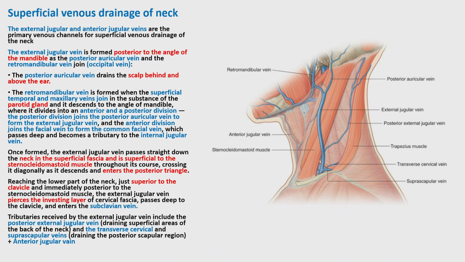Again, the drainage is different. Some literature say subclavian, some literature internal jugular vein, some literature the junction of both of them. So this is the course of the external. The tributaries: the posterior external jugular vein, which is here, takes the drainage from the back of the neck, the transverse cervical, and also the suprascapular vein, which is the region of the posterior part of the scapula. And also, sometimes, or most of the time, the anterior jugular vein is a tributary of the external jugular vein.